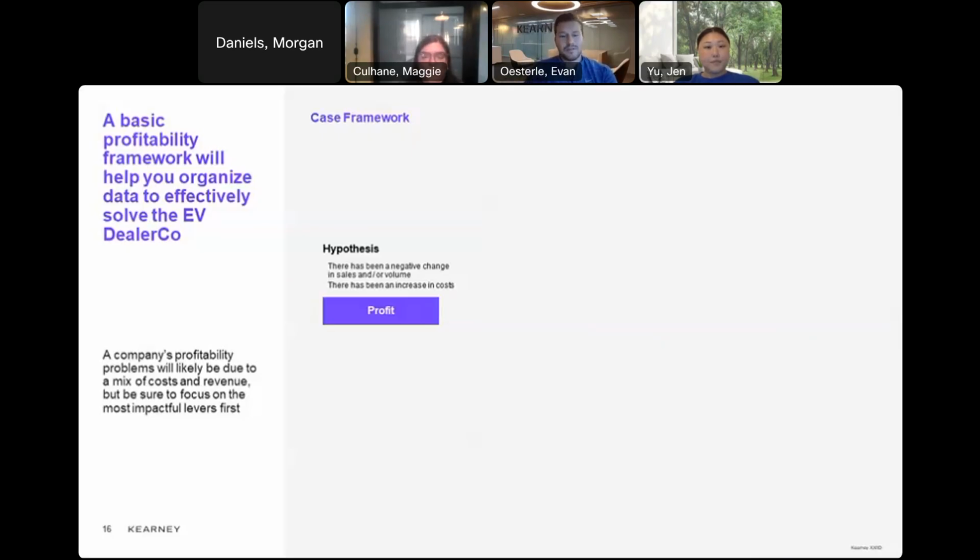So with profit, you need to split into revenue and cost. There's really no other way to do it. You might have another bucket, like an other bucket that has qualitative factors outside of your profit structure, but that's going to be your base point. So start with profit, and then Jen, do you want to split it? Okay, so we have revenue and cost.